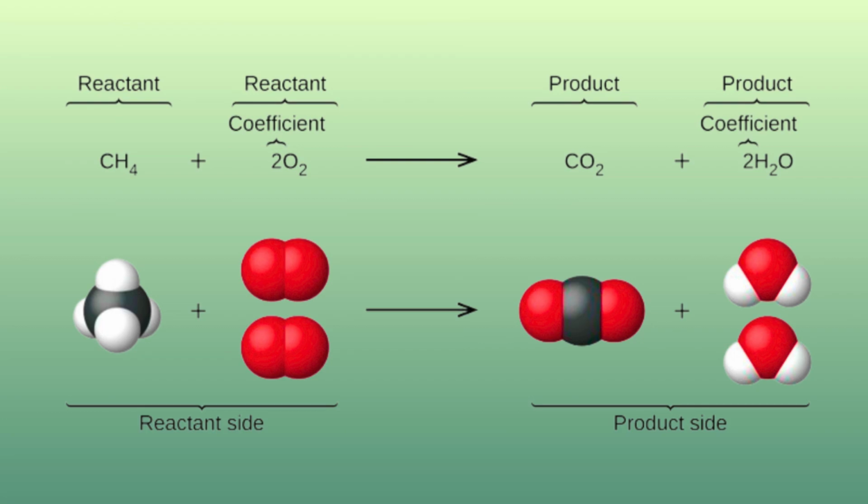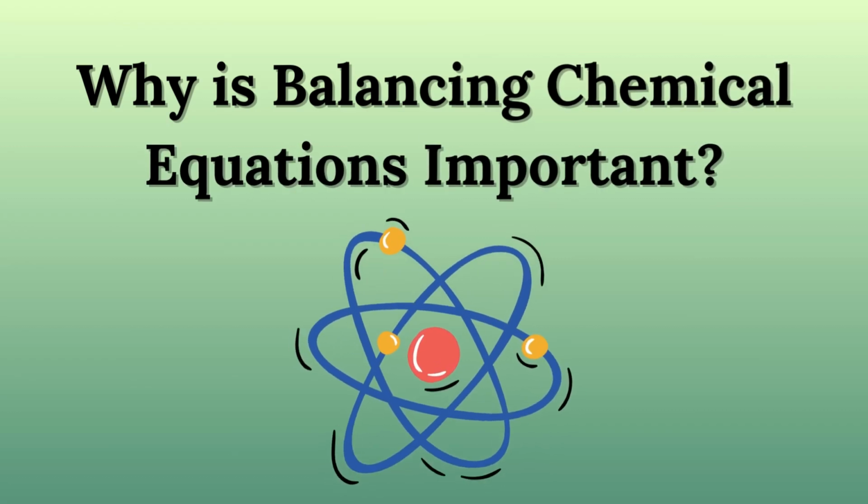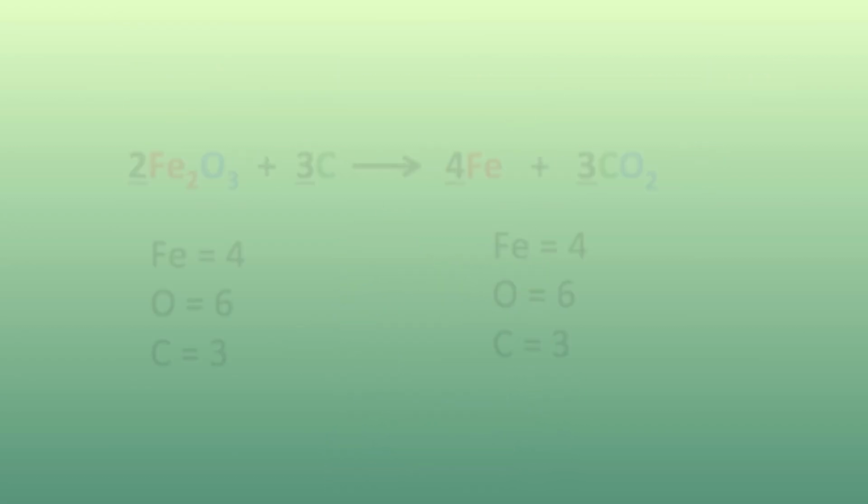In a balanced equation, the number of atoms of each element is equal on both sides and the charges are balanced like a seesaw. Why is balancing chemical equations important?